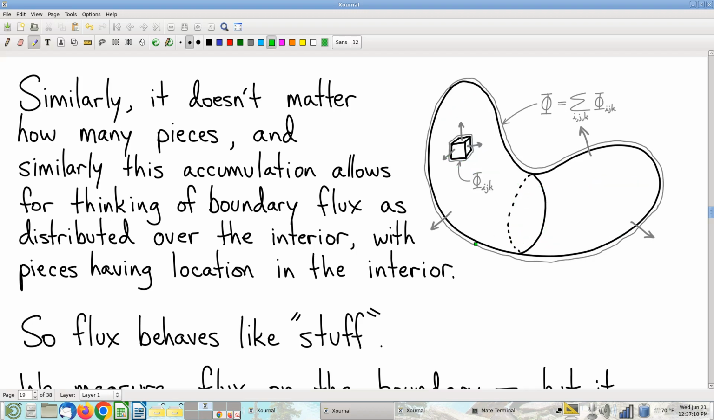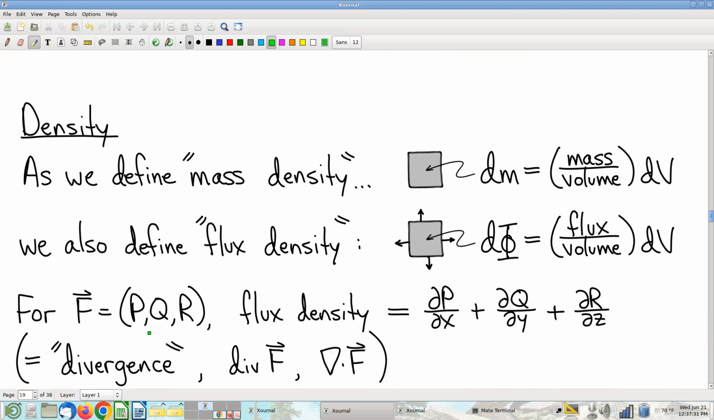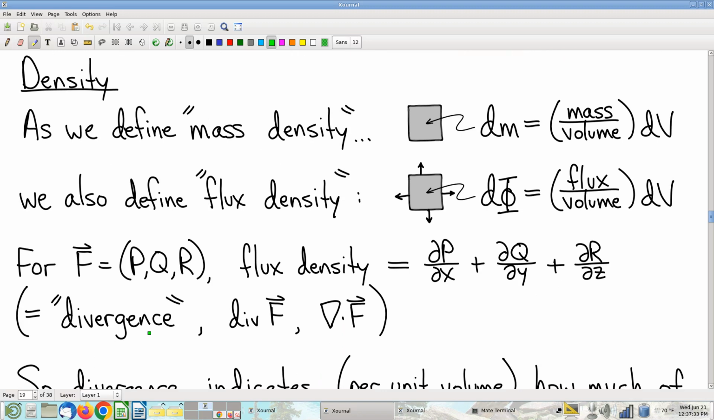Okay. All right. So this accumulating quantity, and again I repeat, all accumulating quantities behave like stuff, and therefore you can treat them like stuff, like mass, for example. Because algebraically they behave just like stuff. All right, so with that point in mind, we can talk about density. Right? If we've got a stuff, flux is a stuff.